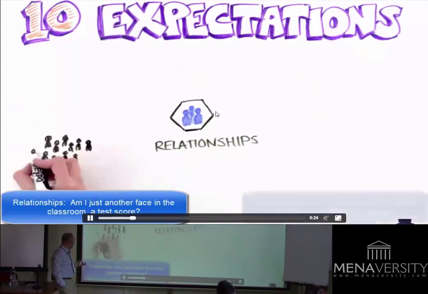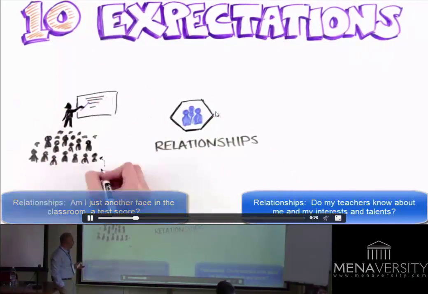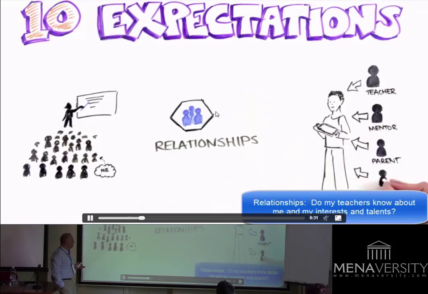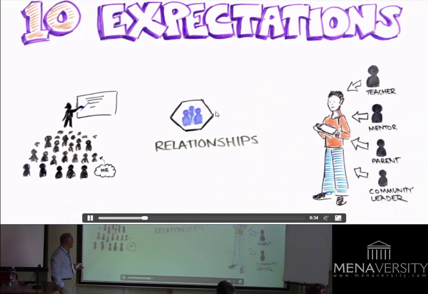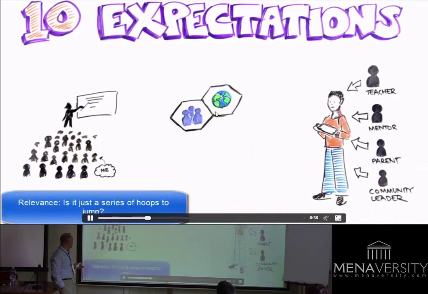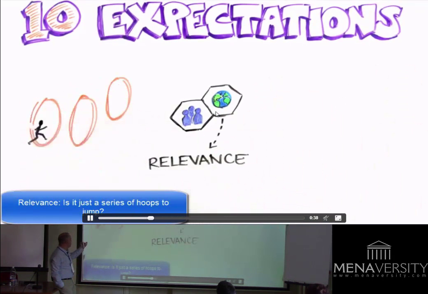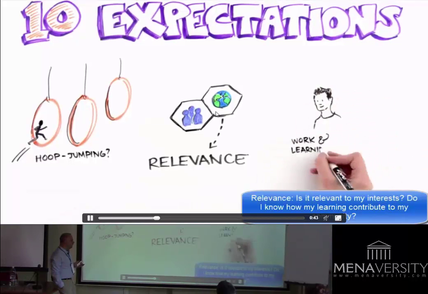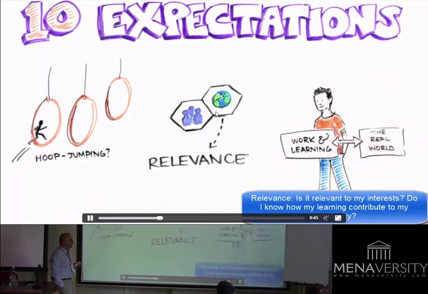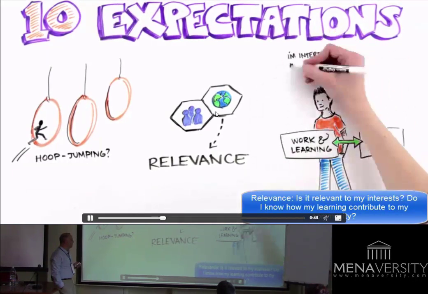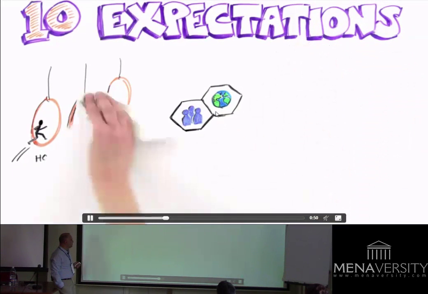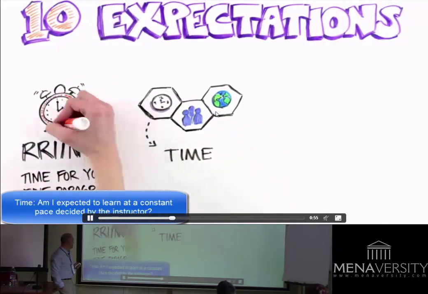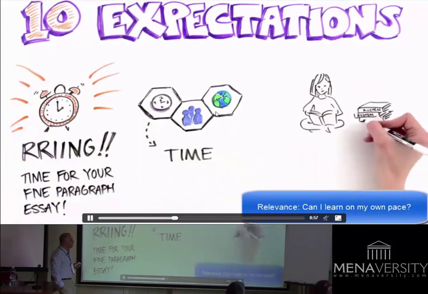Relationships: am I just another face in the classroom, or does my teacher know about me and about my interests and my talents? Relevance: is it just a series of hoops and quizzes and jumps, or is it relevant to my interests, and do I know that my learning will actually contribute to my community? Time: am I expected to learn at a constant pace that's decided by the instructor, or can I learn at my own pace?